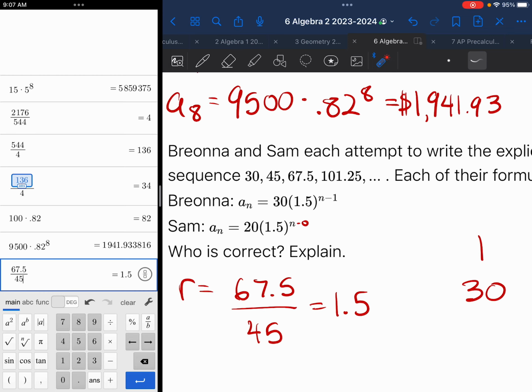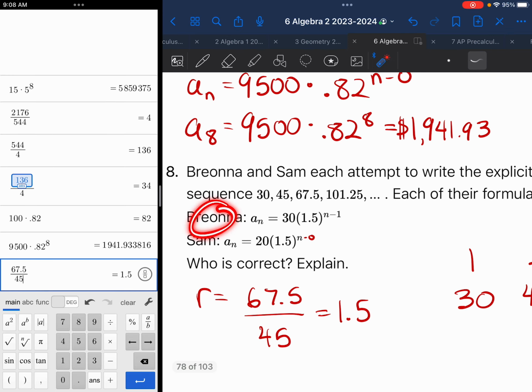So I think what's happening here is Brianna is stating that the first term is 30. And check it out, the first term is 30. It's right there. But Sam is saying, hey, I happen to know the 0th term. We don't see the 0th term. Let's go ahead and see if we can find that. So here's the 0th term.